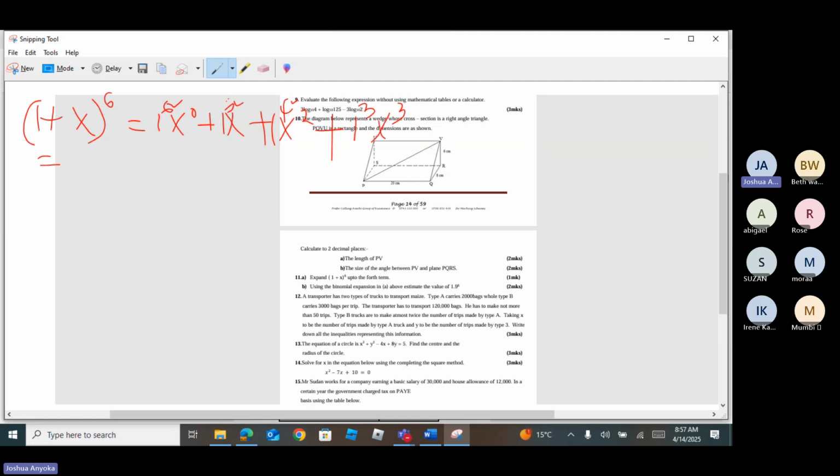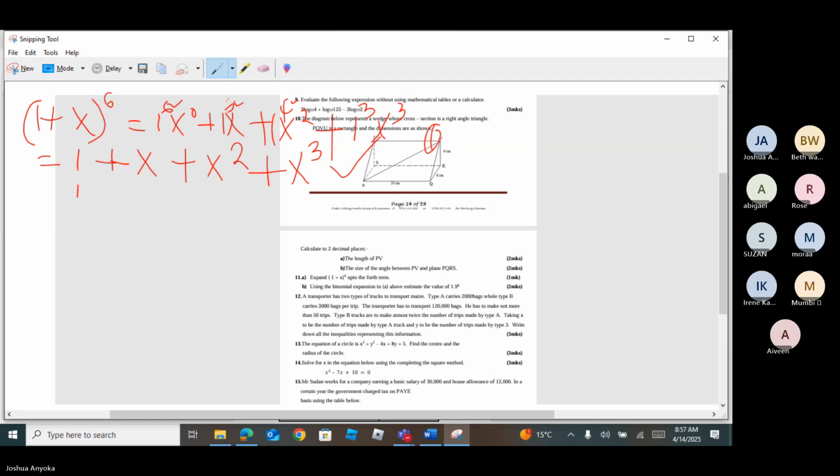So this one gives us 1 plus x plus x squared plus x power 3. This is the expansion without coefficients that will always give you 1 mark. Then insert the coefficients. What are the coefficients of 6? 1, 6, 15, 20, 15, 6, 1. So we stop at 20 because we are told to expand up to the 4th term.